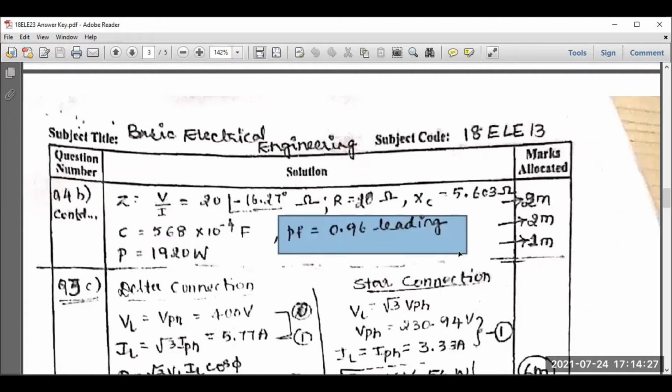Then the power factor will be 0.696 leading because of the capacitive network. Thereby you can calculate the power as well. So this is the way to manage question number 4.